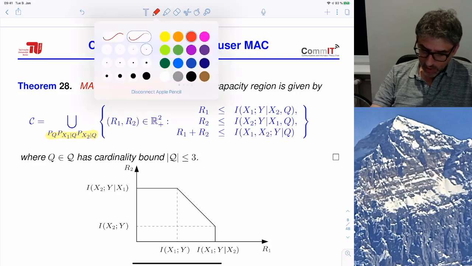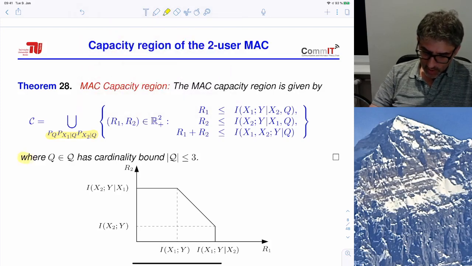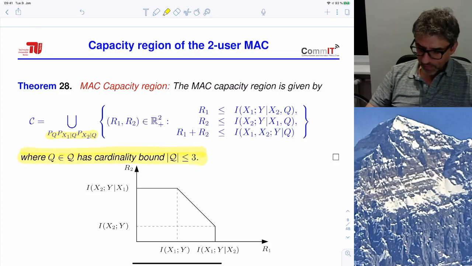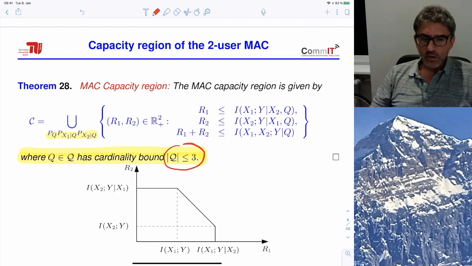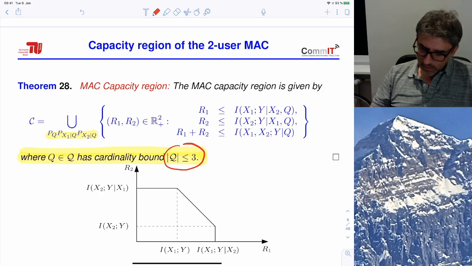So it is essential in this type of results to also have what is called a cardinality bound on the alphabet of the random variables that do not appear directly in the problem. In this case, it turns out that Q has an alphabet of cardinality at most 3. That's okay.